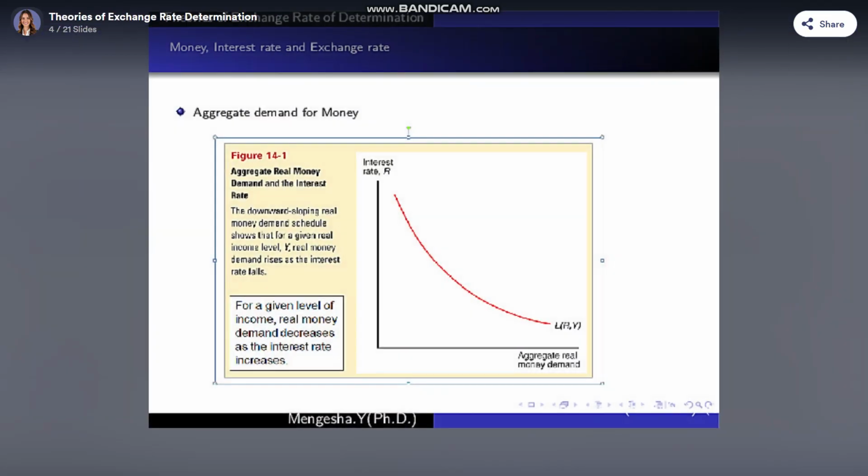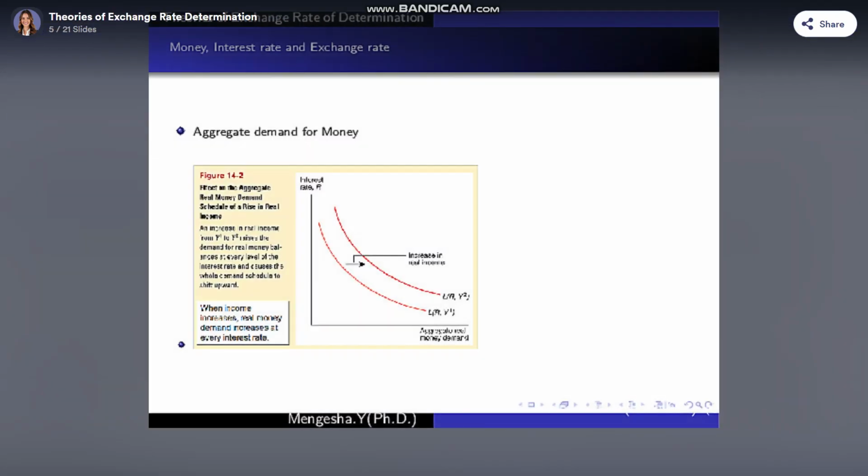Now, looking at the money demand curve, it slopes downward with respect to interest rates. That means, for a fixed income level, people demand more real money balances when interest rates fall, since the opportunity cost of holding money decreases. Conversely, higher interest rates discourage holding money, reducing demand. This inverse relationship is key to understanding money market dynamics.